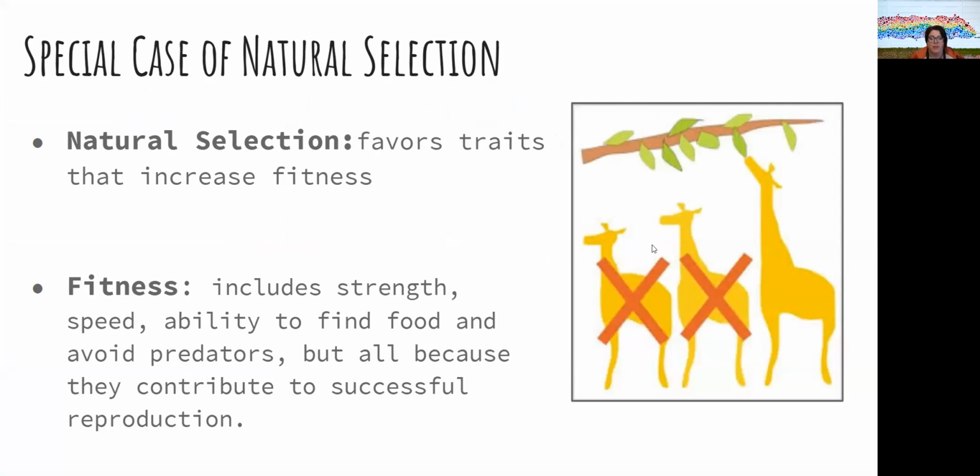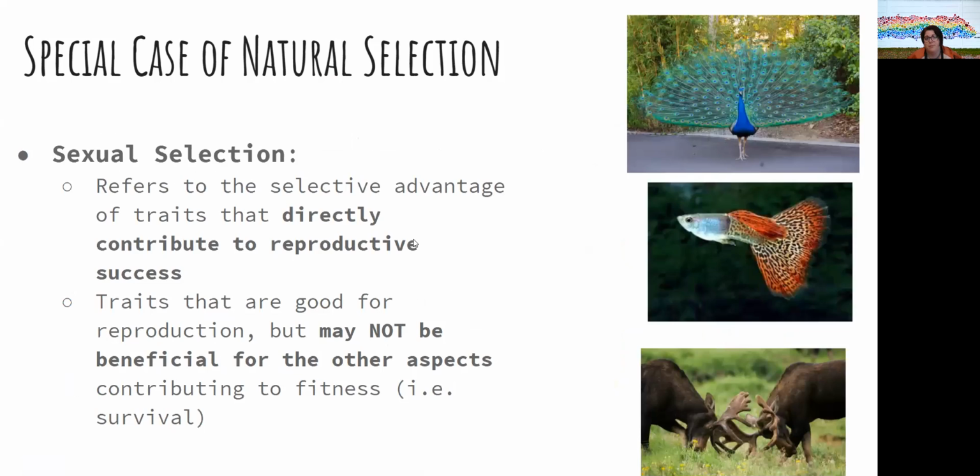And while we can think of fitness being things like strength, speed, ability to find food and avoid predators, and all of those different things, remember that fitness is directly related to successful reproduction. As a reminder here, our giraffes can reach the tree and eat their food, but that is specifically contributing to fitness because it allows them to survive enough to have healthy offspring.